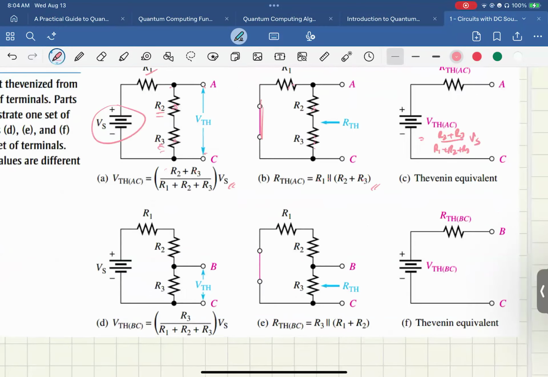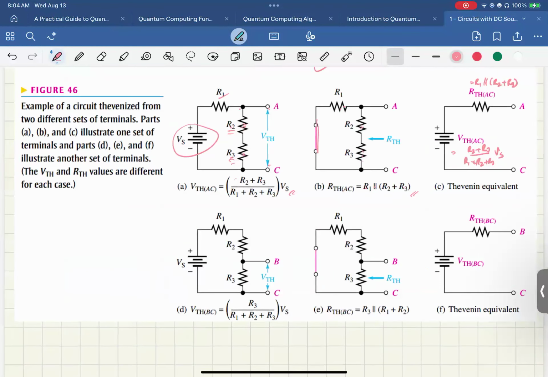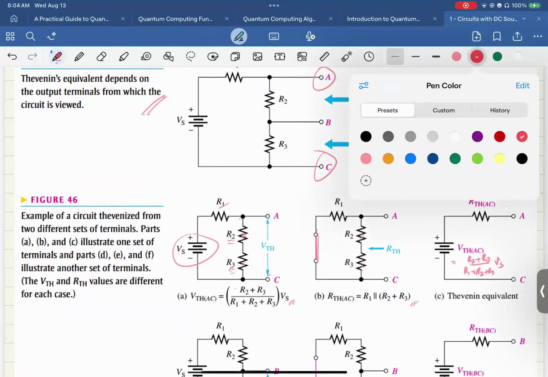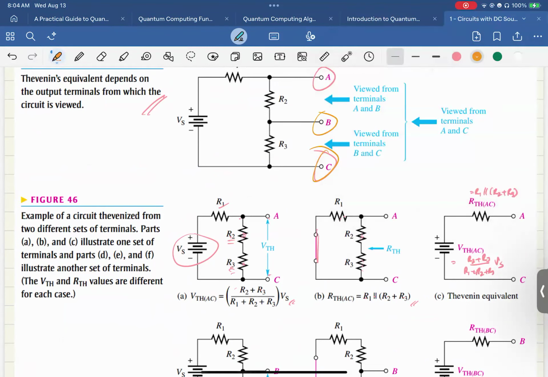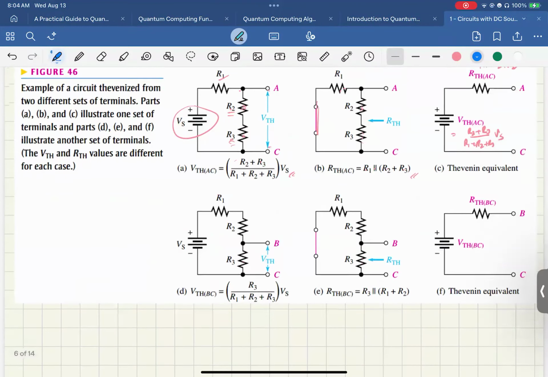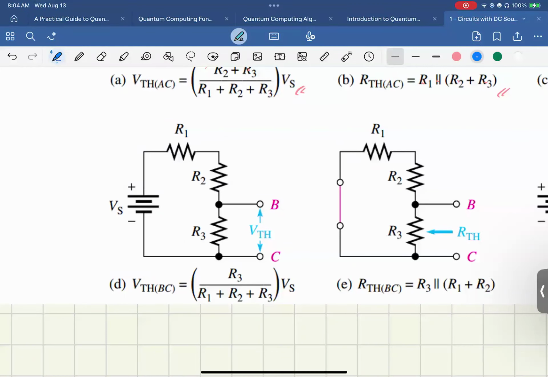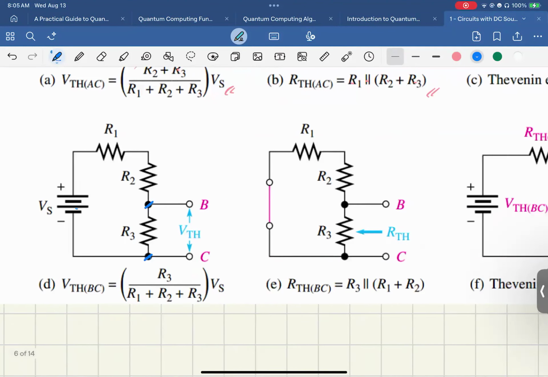Now, if we're taking a look at the output BC, so gumamit tayo ng ibang kulay. Blue. So BC, if we're looking at BC, makikita natin na yung Thevenin voltage, iba na. Kasi nangyari is, we're just looking at R3. So it's just R3 divided by R1 plus R2 plus R3 times V sub S, yung source. And then yung equivalent na resistance, mag-iiba rin.